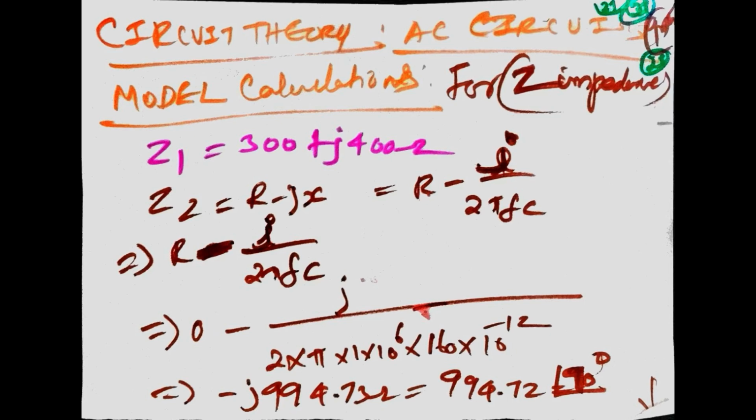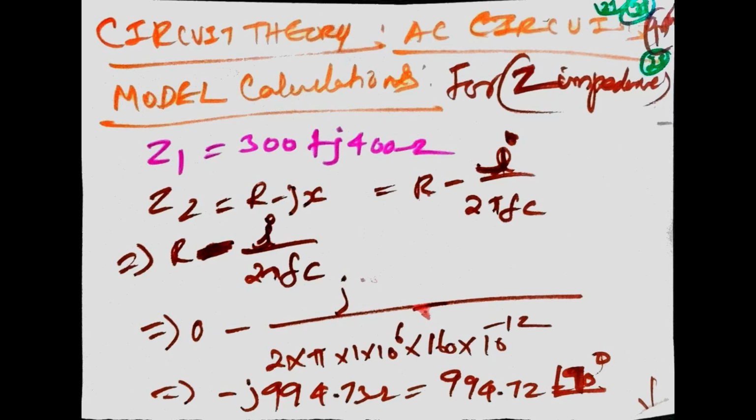Circuit theory, AC circuit. Model calculations for Z impedance. Z1 is 300 plus j 400 ohm. Z2 is R minus jX. In the capacitance formula, R minus j divided by 2 pi F C. Put 0 minus j divided by 2 pi into 1 into F into 10 power 6 into 160 into 10 power minus 2. That is the model calculation. We obtain minus j 994.73.